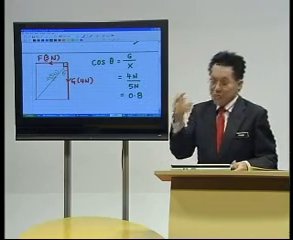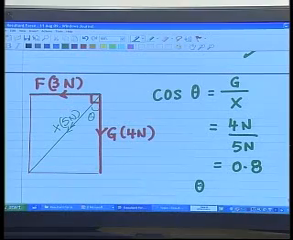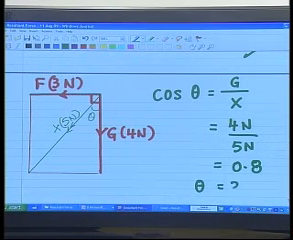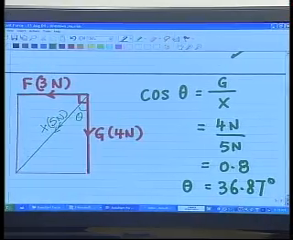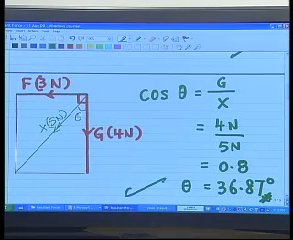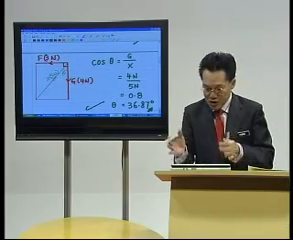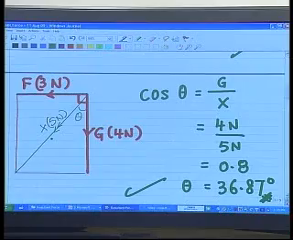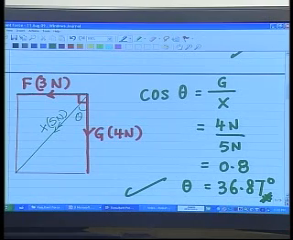So from your calculator, you can tell me the value of theta here. What is the value of theta? You punch in your calculator, you should be able to get the answer. I see some of you nodding your heads. That is 36.87 degrees. So I have got the complete answer now. The direction is 36.87 degrees to the force G. That is the direction of the resultant force. The magnitude of the resultant force x is 5 newtons. So I have actually answered the question.